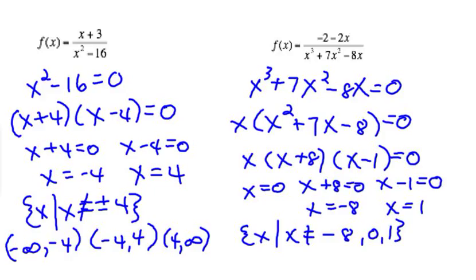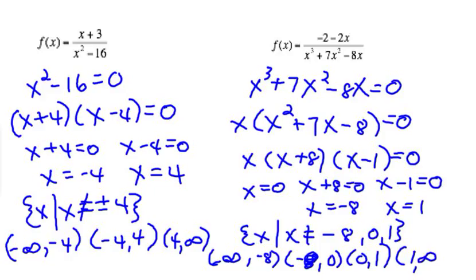In interval notation, that would go from negative infinity to negative 8. Then from negative 8, that's an 8, not an infinity. Looks pretty sloppy there, I'm sorry. That's an 8 to 0, a 0 to 1, and 1 to infinity. So again, for my purposes, you could also just say x does not equal negative 8, 0, and 1. Those are your domain problems.